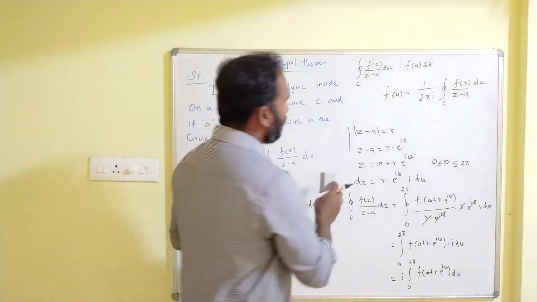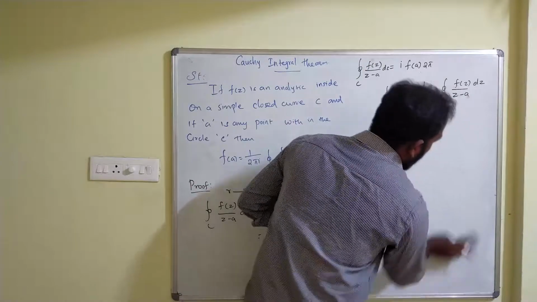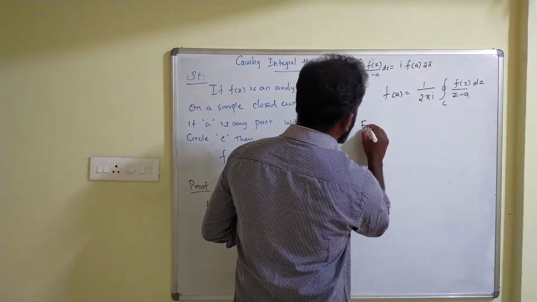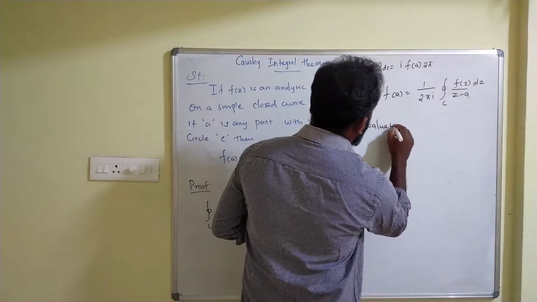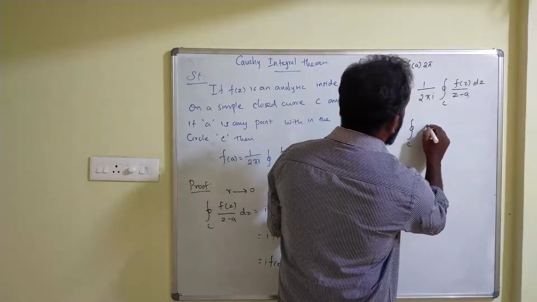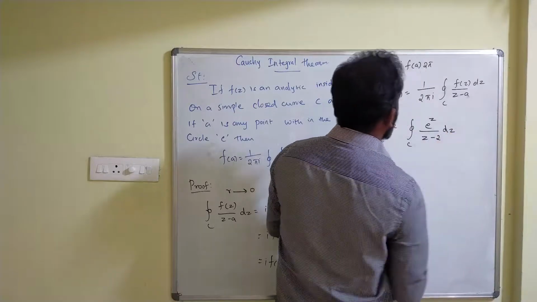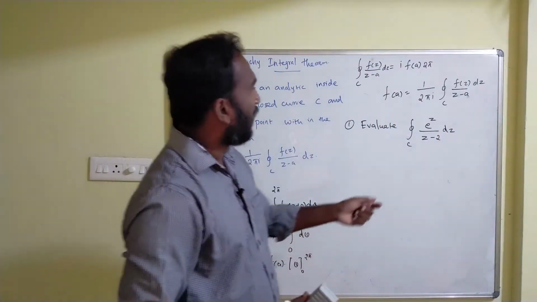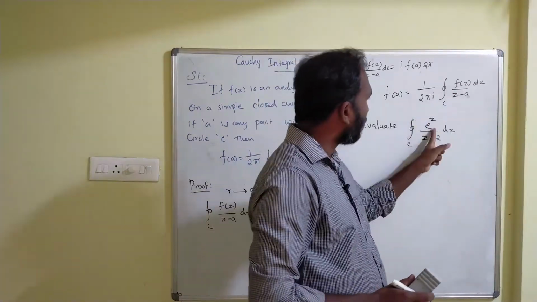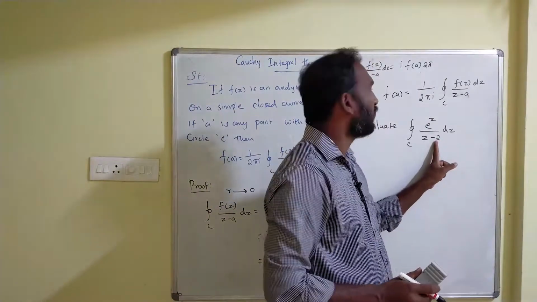And based on this equation, we can verify one problem. So first one, let us take: evaluate integral over C f of z. So this f of z, let us take e power z divided by z minus 2 into dz. So this is what we need to prove. And already we have integral over C, here also integral over C. In place of f of z, we have e power z, and z minus a. Therefore the center of this circle is 2 here.